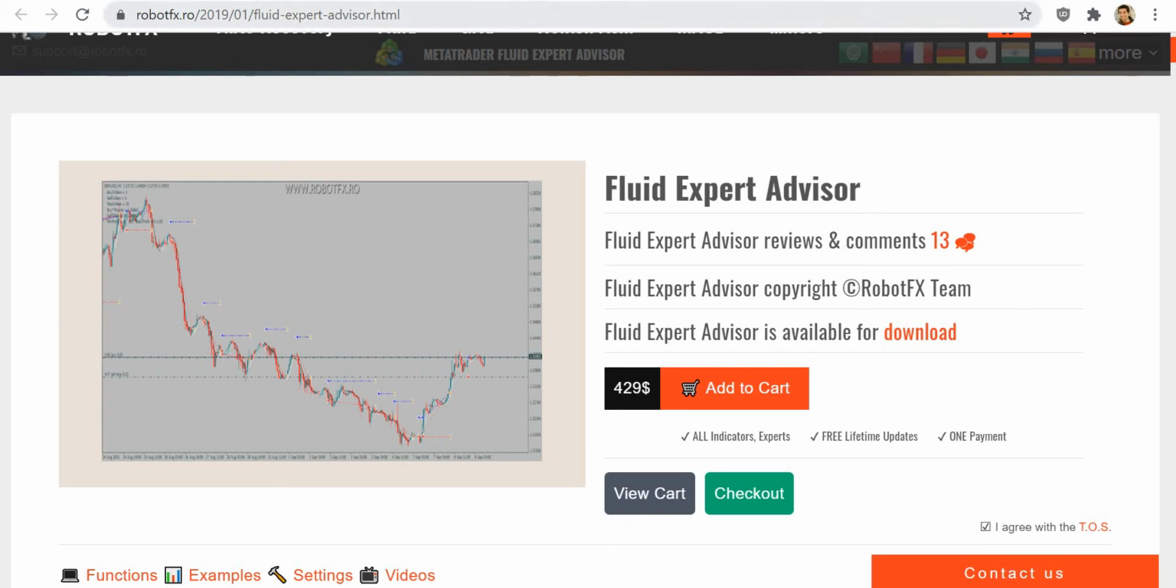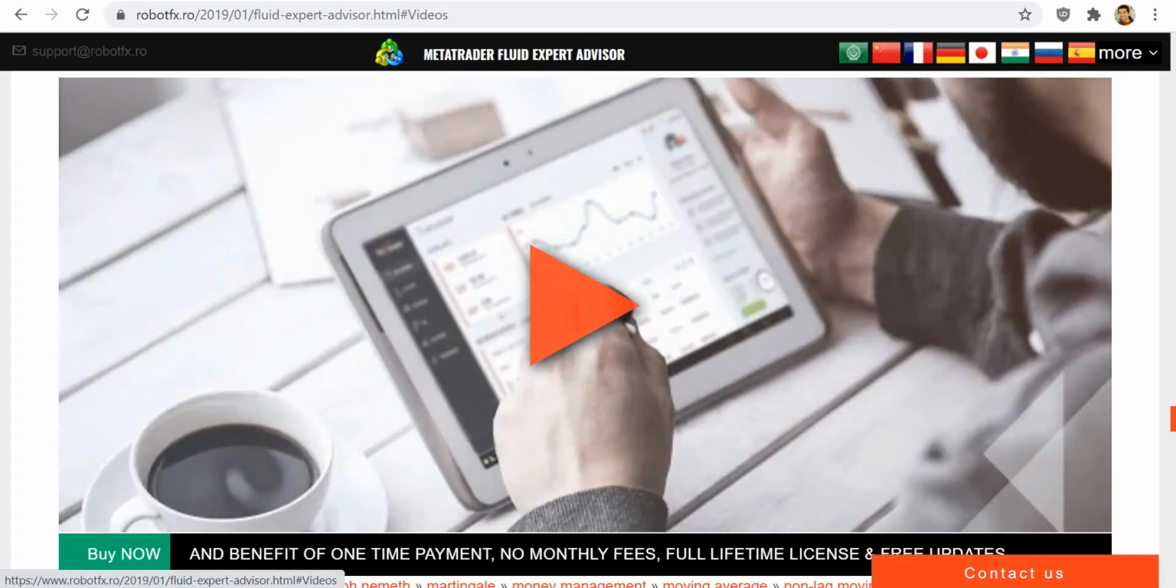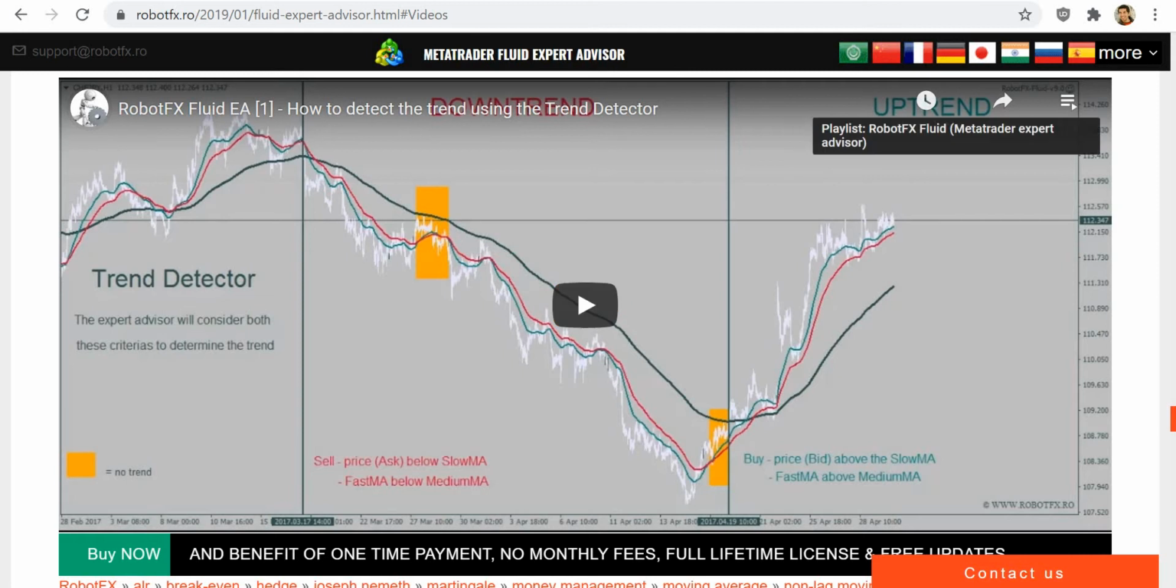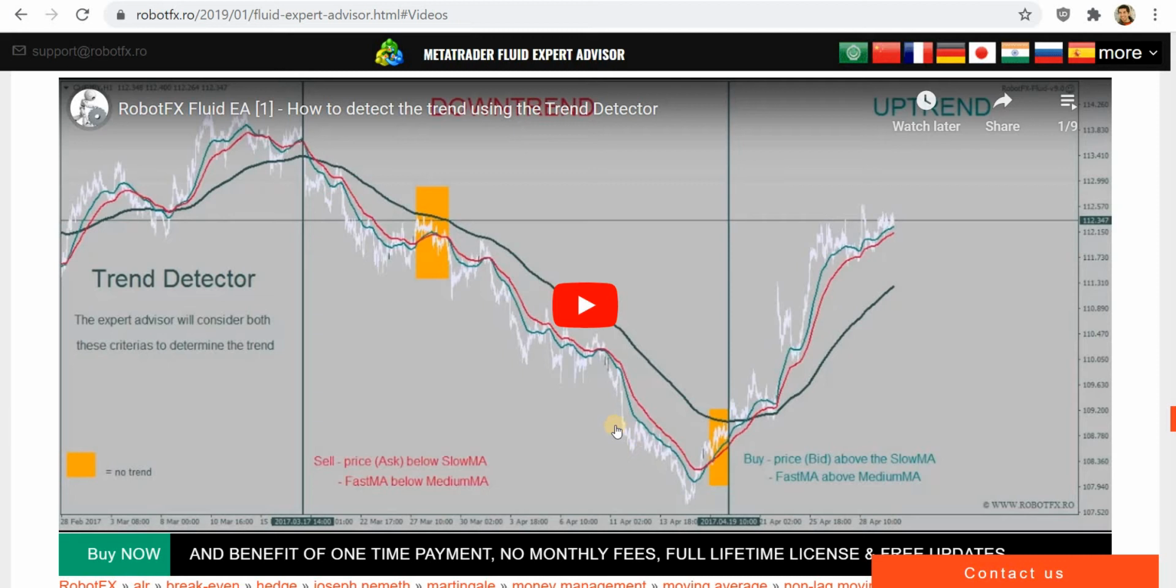Now, without further introduction, let me say that if you have no idea what I'm talking about, you have to go to robotfx.ro and go to the Fluid web page and watch the other videos. I will not go into details now about what this is, what it does. I'm assuming you already know about this product, and you have to watch at least the first 4 videos, and maybe, recommended, the 5th one, which is about auto recovery, explains the hedging. In a nutshell, this is an expert advisor that trades with the trend, sells when there is a downtrend and buys when there is an uptrend, if you have done your EA settings properly.